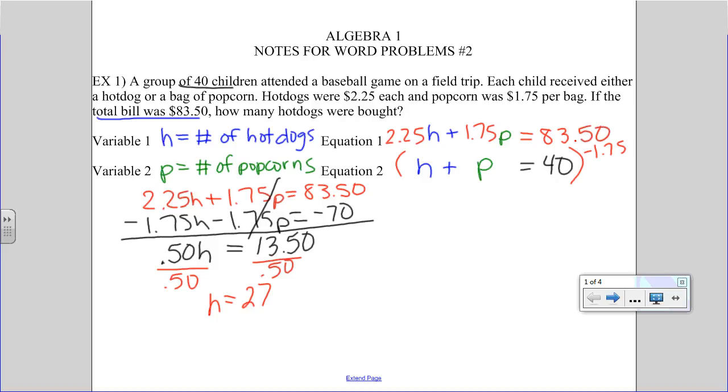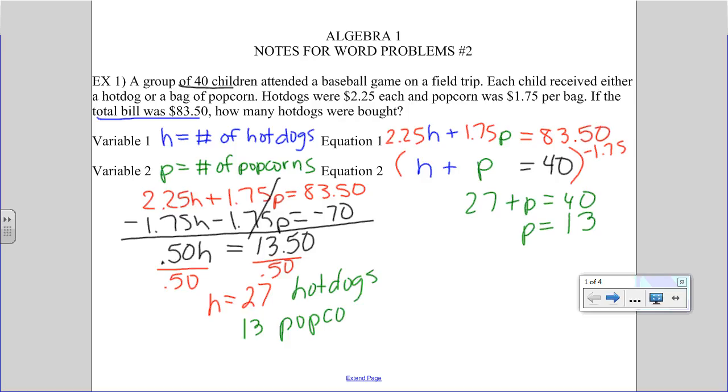All right, so we have 27 hot dogs. How many popcorns would it be? How would you figure that out? Plug it back in. Which of these two equations would you choose to plug it into? I think the second one. Isn't that one pretty easy? Yeah. You have 27 plus P is equal to 40. So how many popcorns do you have? 13. 13 when you subtract that. So I should have 27 hot dogs and 13 popcorns.